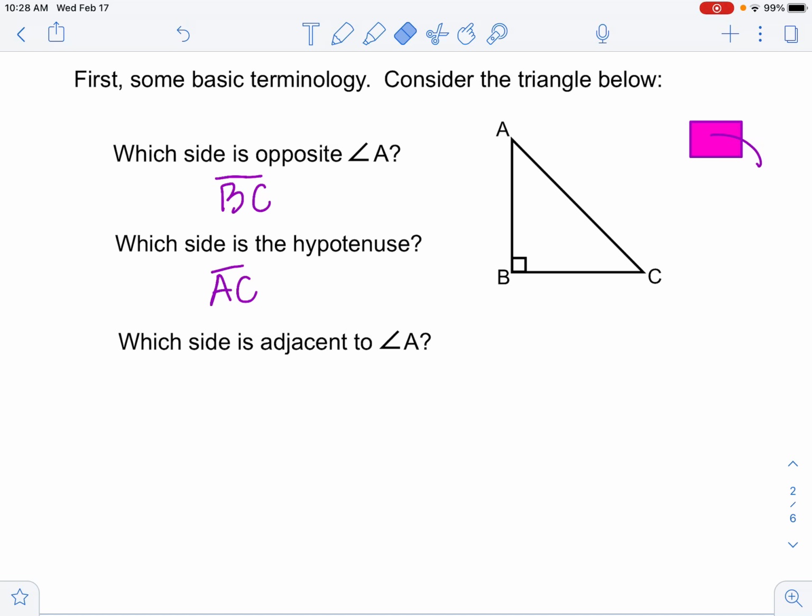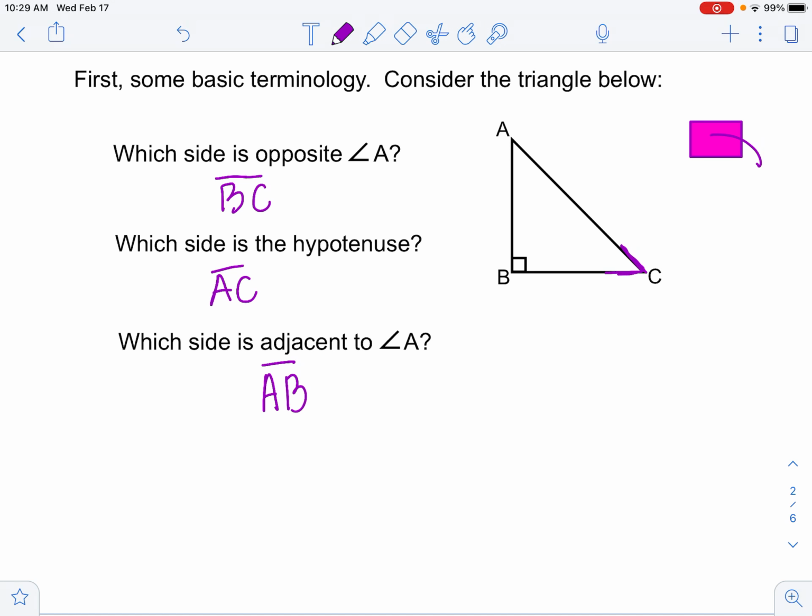Last but not least, which side is adjacent to angle A? So here's angle A, right here. The adjacent side is the side that touches that angle but is not the hypotenuse. So if you look, it's not this. The adjacent side would be this side right here, AB.